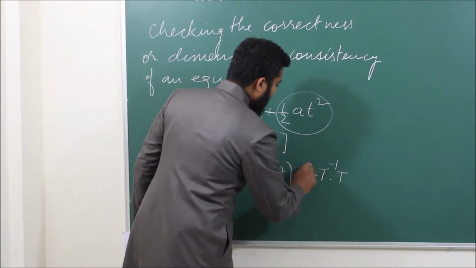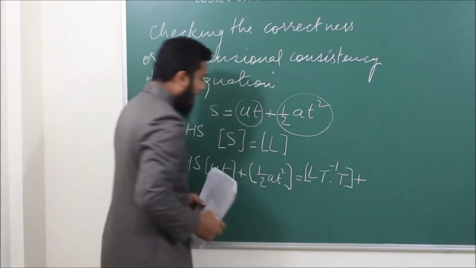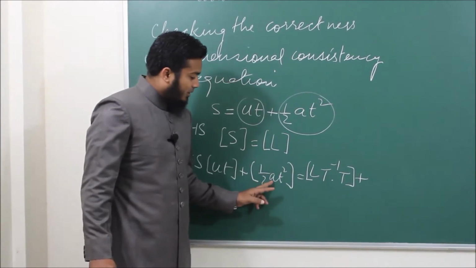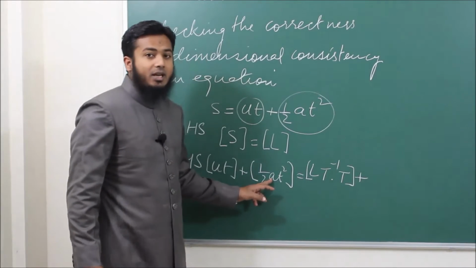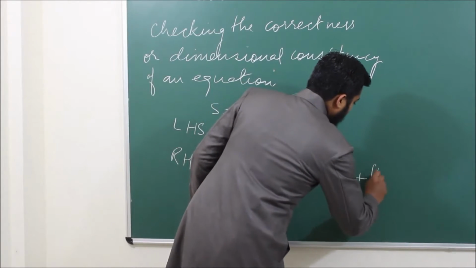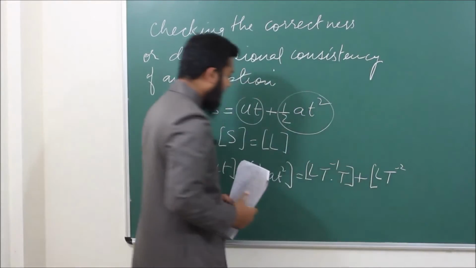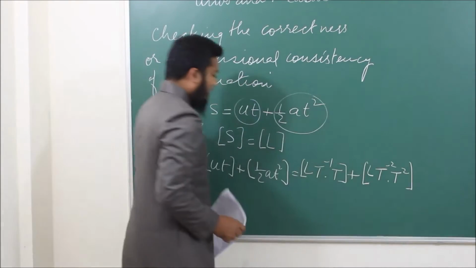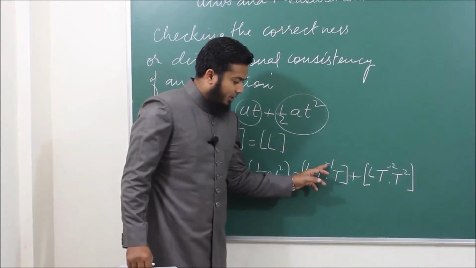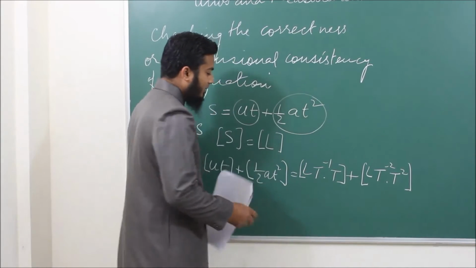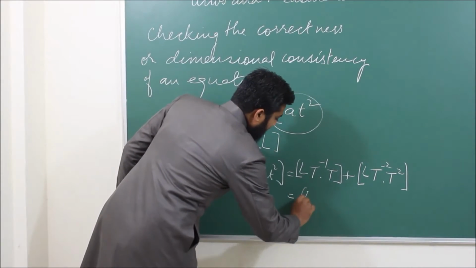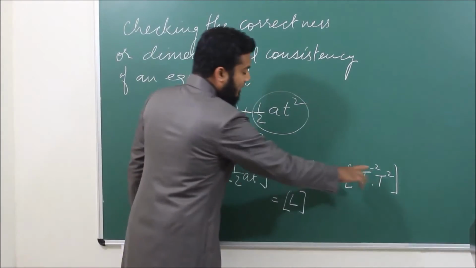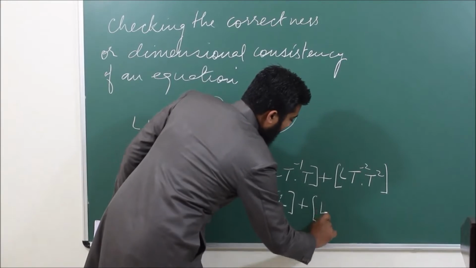So one more t. And in this part, half is a number which is dimensionless. It has no dimensions. So just the dimensional formula for a, which is Lt minus 2, and this t is squared, so time square. Here t raised to the power minus 1 and this t will cancel out, and you are left with L. And here you can see minus 2 and plus 2, here also time will cancel, and you are just left with L.